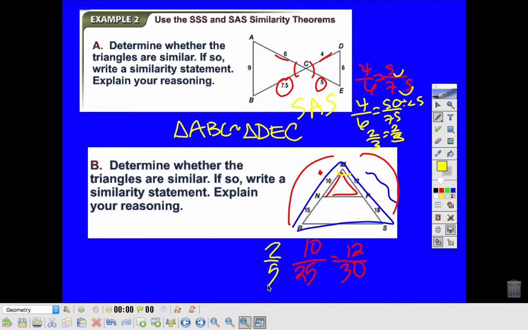You can divide these both by 5 to get 2/5. And you can divide these both by 6 to get 2/5. So we do know they're similar. Write a similarity. Triangle MNP similar to triangle MRS.